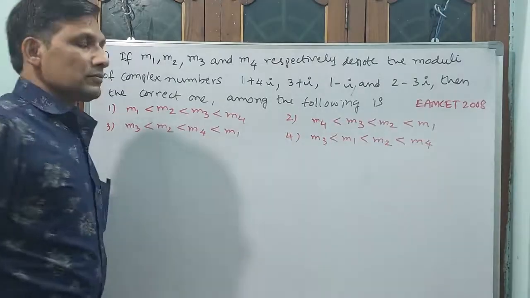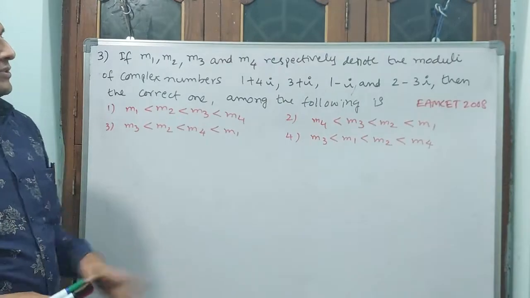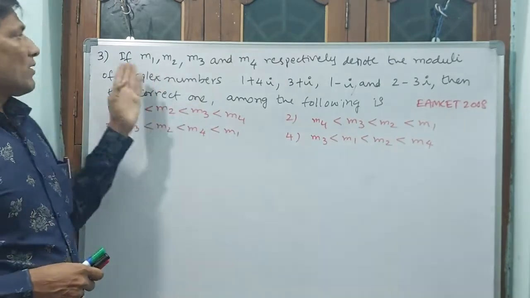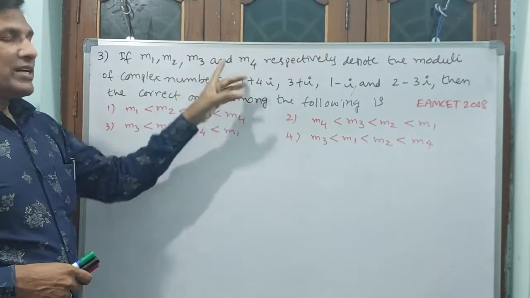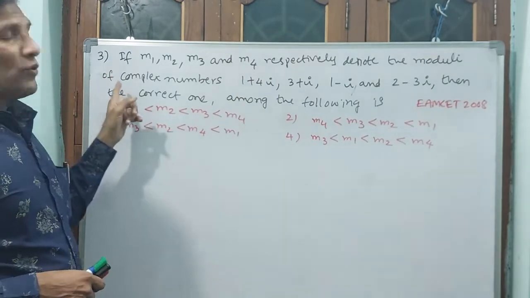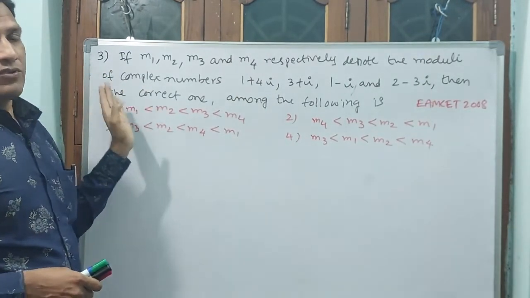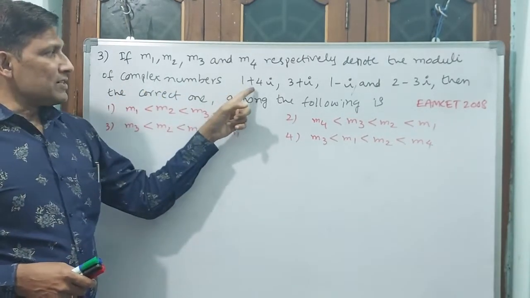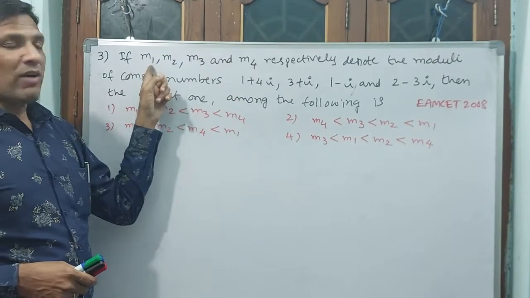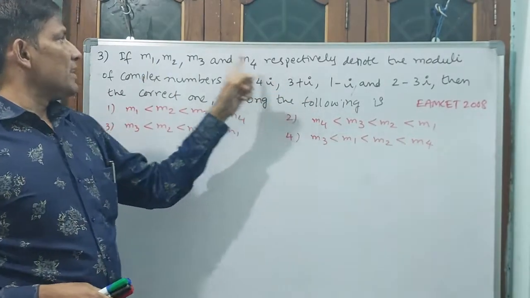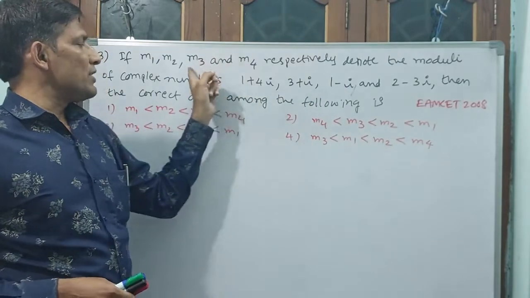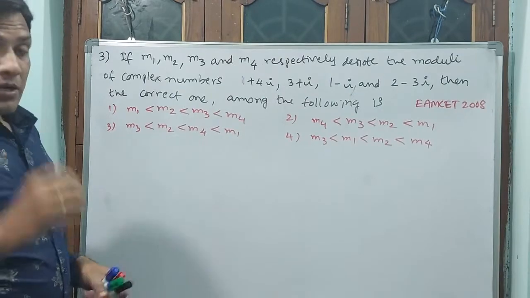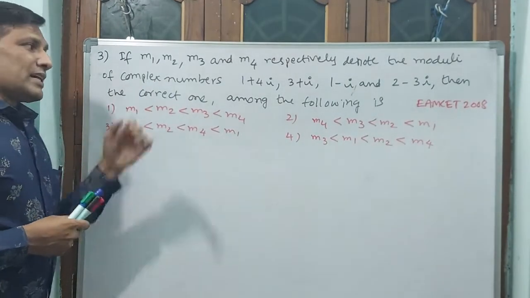Third question. See the third question. This question was asked in EAMCET 2008. You have to find the modulus. See what they have given: if m1, m2, m3 and m4 respectively denote the moduli, moduli means modulus of each one, of the complex numbers. See, the first number is 1 plus 4i, which is m1 modulus. 3 plus i, m2 modulus. 1 minus i, m3 modulus. 2 minus 3i, m4 modulus. Like that, respectively. Then the correct one among the following.